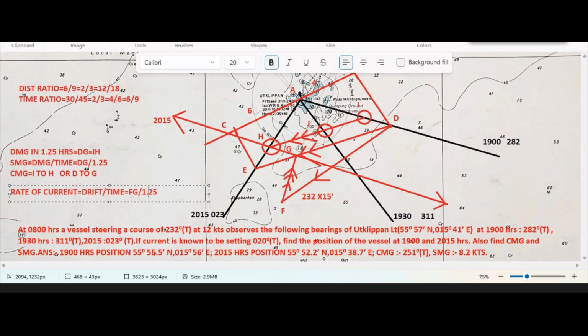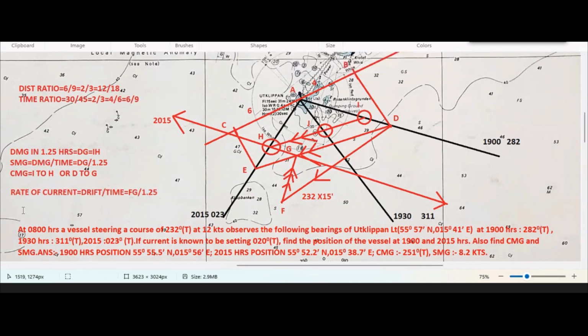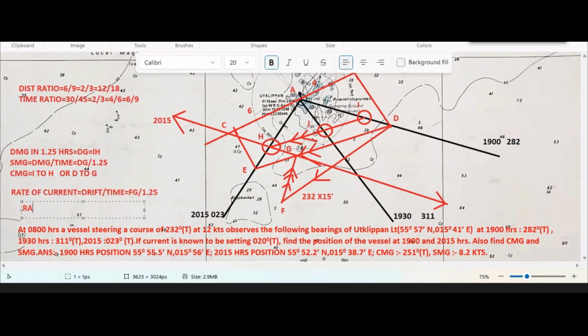Why they don't give it? Because in that case, from the G point we will be drawing... suppose that your 020 is not given and the rate of current is given as 2 knots. Then what difficulties come? You have to understand my argument now. Suppose the rate of current is given as 2 knots or 3 knots, anything, and the direction 020 is not given. Then you say that it cannot be solved. It can be solved. But two answers come, because generally they don't give it.